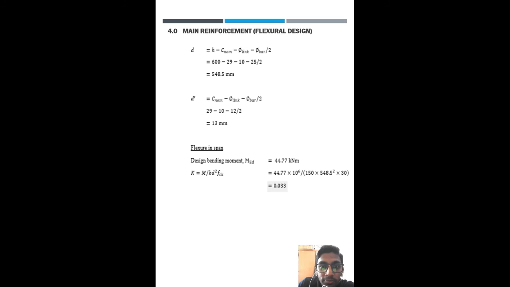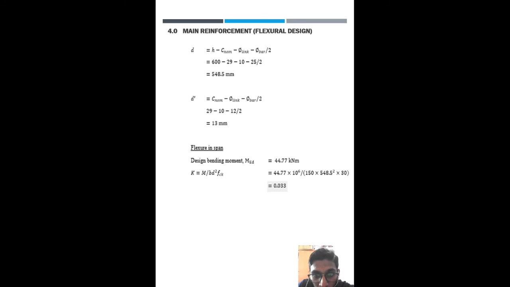Okay, the fourth part is main reinforcement, that is flexural design. First, d is 548.5 millimeter, and d prime is 13 millimeter. Next, flexure in span: the design bending moment is 44.77.